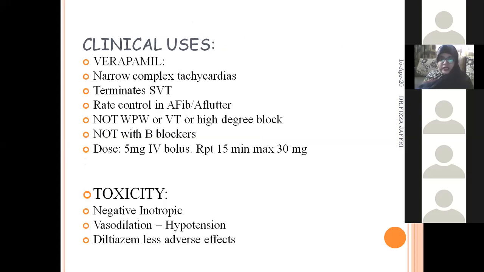It is a rate controller in atrial fibrillation and flutter, but it is not given in WPW syndrome or high degree heart blocks, such as second or third degree heart blocks, right? And don't remember the dose. Toxicity: negative inotropic effects, vasodilation, hypotension, bradycardia, and diltiazem has fewer adverse effects compared to verapamil.